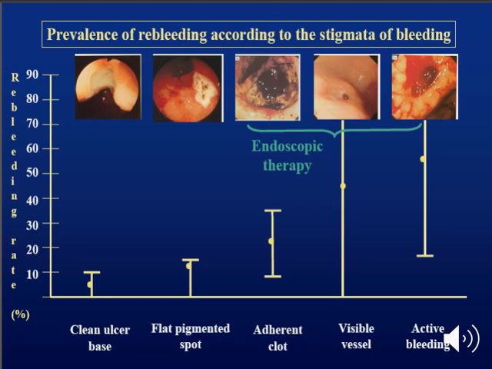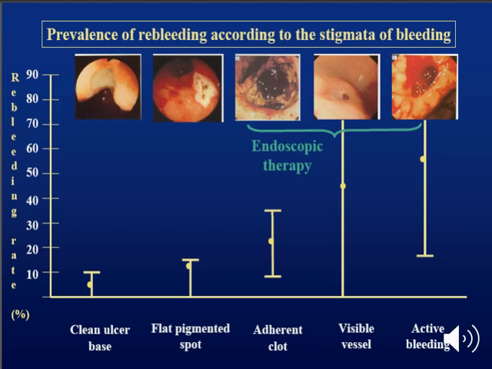But what is important is you should look at the base of the ulcer, because if it is a clean base, the chance of rebleeding is less than 10%. This is a clean base ulcer. If there is a flat pigmented spot, the chance is less than 20%, around 15%, and those do not need endoscopic management. But if you have an adherent clot, then the chance of rebleeding is around 30%, and this you can inject and see whether the clot is stable.